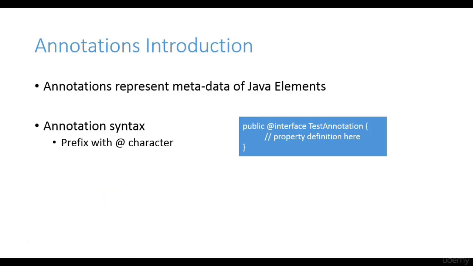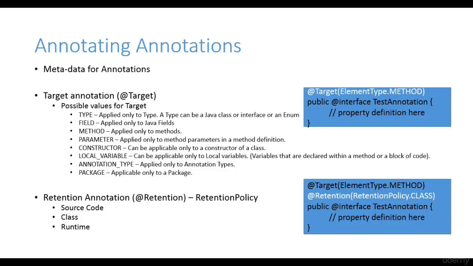Now let me introduce here the syntax to annotate different elements in our Java classes. Annotations are differentiated from other elements like a class or an interface by prefixing an @ character before it. An annotation definition looks like the example here on the right. I am defining a test annotation by using @interface before it. In Java, we can even annotate an annotation, that is, add metadata for an annotation itself. This is referred to as annotating an annotation, that is, metadata for an annotation.